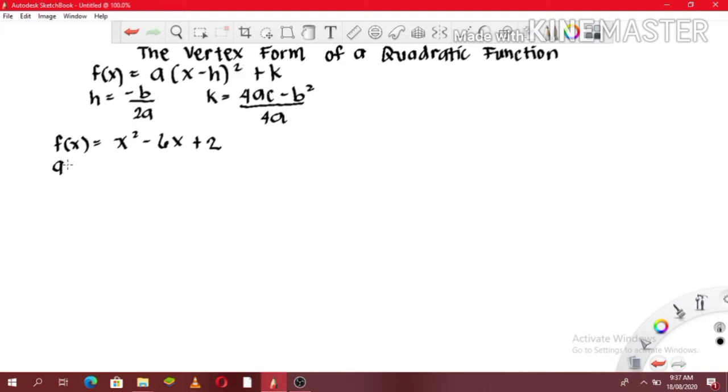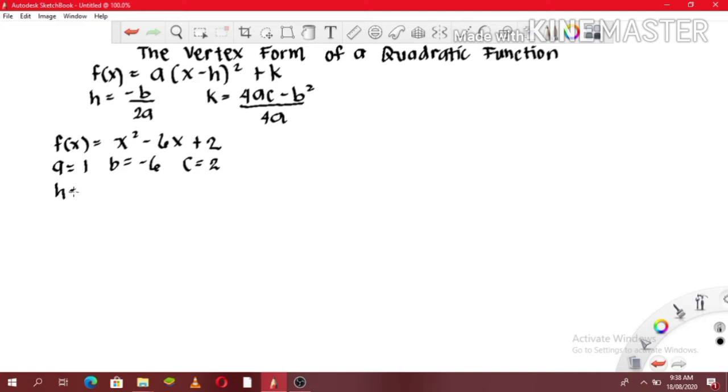So, a is the coefficient of x squared or yung number na nasa kaliwa niya. Dahil wala tayong nakikita, ibig sabihin automatically the coefficient is 1. And then b is the coefficient of x, yung number na nasa kaliwa ng x. So, in this given, that is negative 6. And c is the constant or yung term na walang katabing variable na x, and that is 2. Okay, so let's solve for h first.